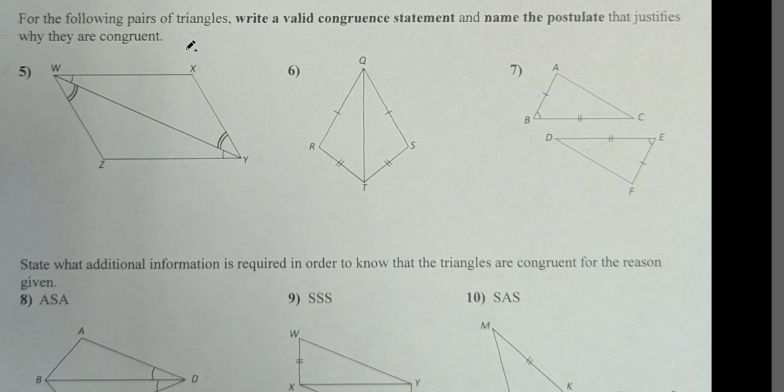All right? So we have to write a valid what? Congruence statement. And then we have to name the postulate. So there are two parts to this question. The congruence statement is, I'll tell you what, let's do it opposite. Let's do the postulate first, then we'll do the congruence statement.